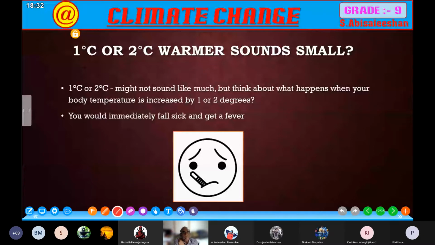Global warming and the water cycle. Global warming intensifies the water cycle.